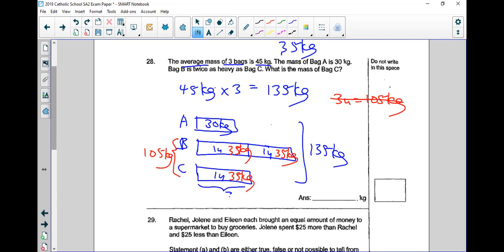Right, paper one, you don't need to write your equation too clearly. Just have to show the working. Show the working, get the answer, move on to the next question because it's only 1 hour. So that's how your bag C is 35 kg. Okay, got it? Understand? Okay. All right, let's go on to question 29. Question 29.